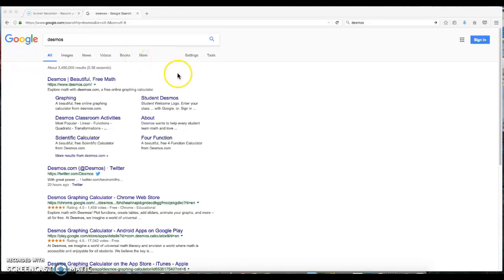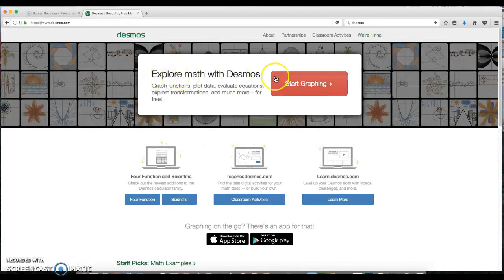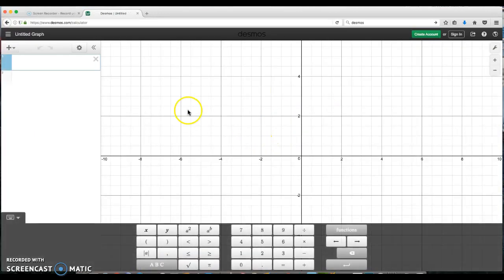Hello, today I'm going to show you a great graphing app for teachers and students called Desmos. To start, you can just type Desmos into Google. Pretty easy. We'll click on the first one that shows up, and this is the Desmos homepage here. We're just going to click Start Graphing. It loads up pretty quick.